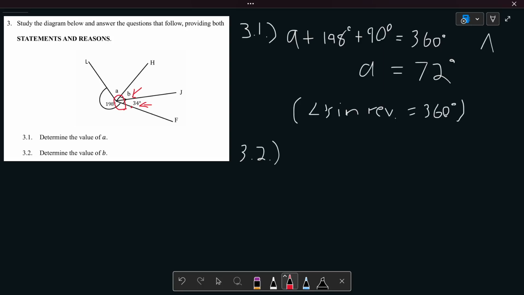So if we say the following over here, we say that B plus 34 degrees is going to be equal to 90 degrees. Remember, we're saying that the sum of those two angles is going to give us the 90 degrees that we are already given. And then we can take that 34 degrees over, and we'll get 90 degrees minus 34 degrees, which is going to give us an answer of 56 degrees.